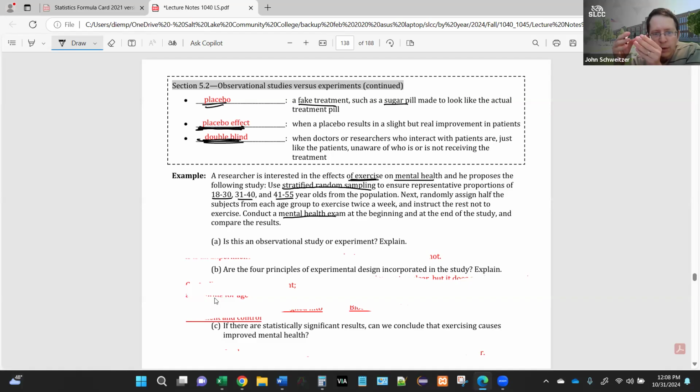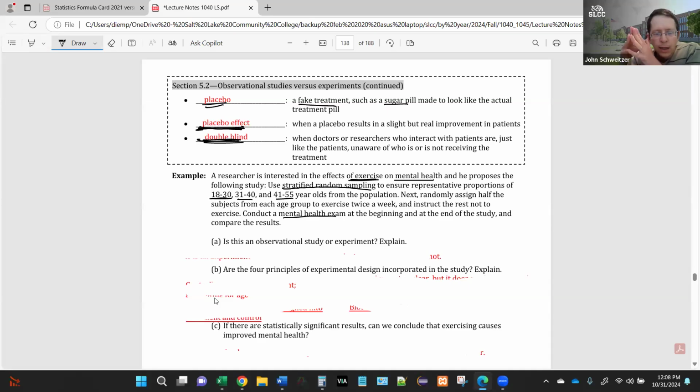Right, so for everybody, there are two mental health exam scores, or surveys that are done, and so you can get an idea of the difference in their mental health level. Did it improve? Did it go down? Is it the same as before you started the exercise program? Okay.